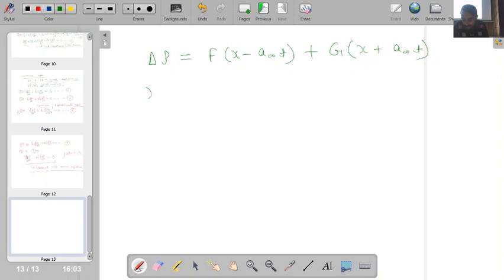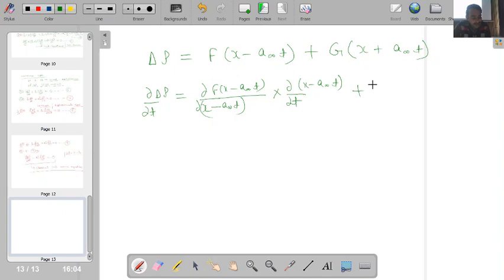Now we can calculate del by del t of delta rho. That will be the derivative of the function f with reference to x minus a infinity t, multiplied with the derivative with time of x minus a infinity t. Similarly, I can write the derivative of g with respect to x plus a infinity t, times del by del t of x plus a infinity t.